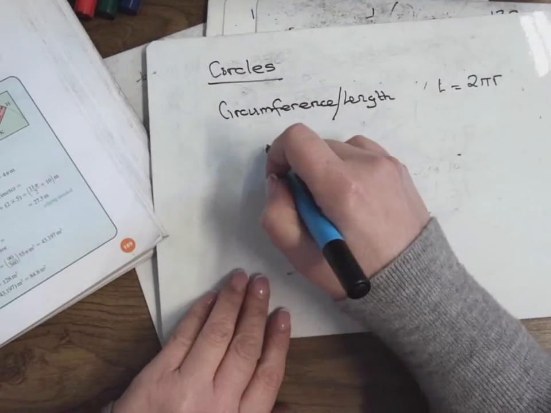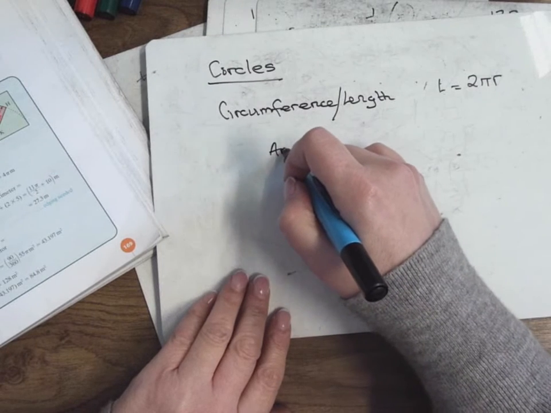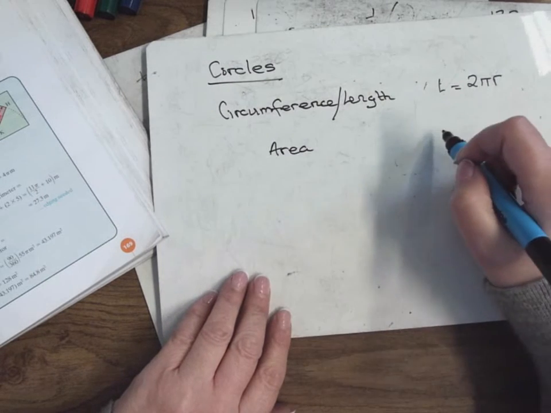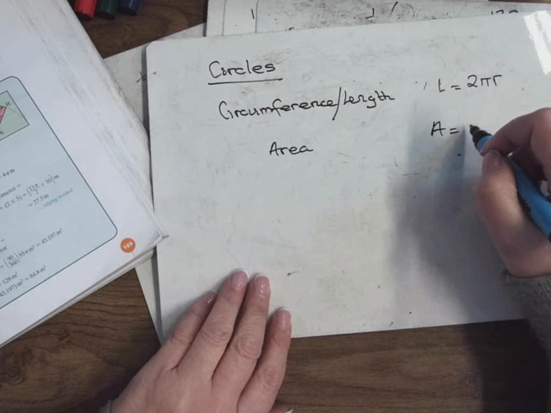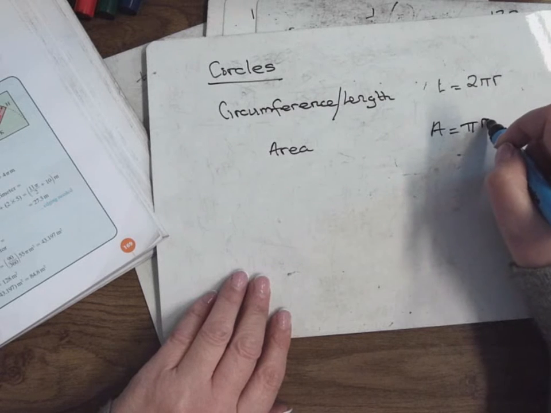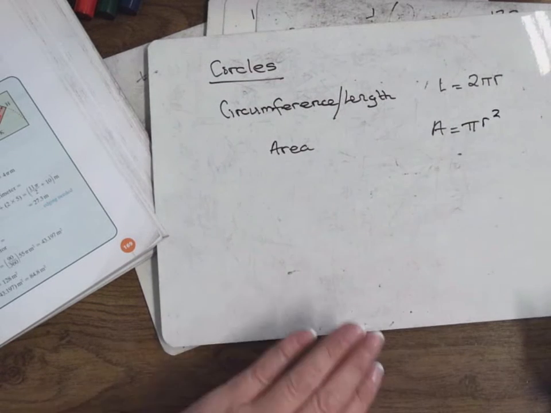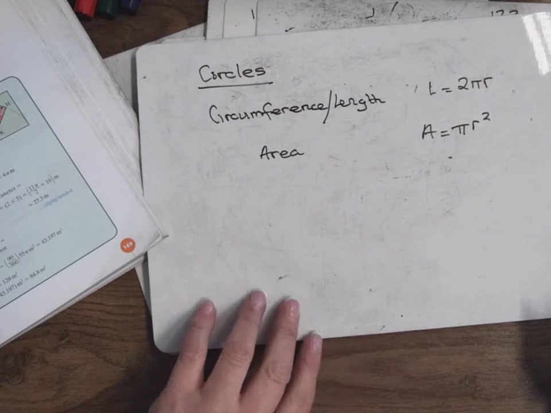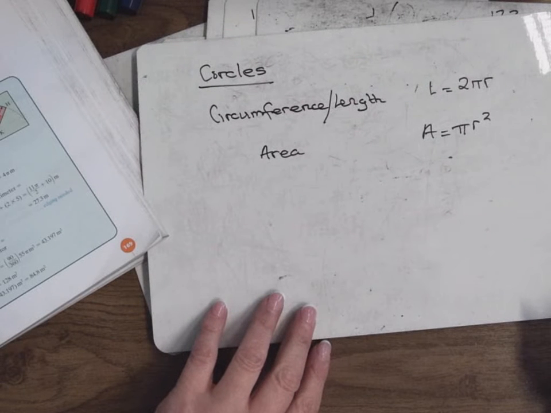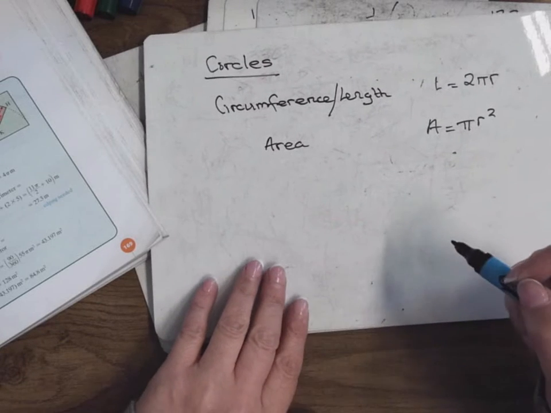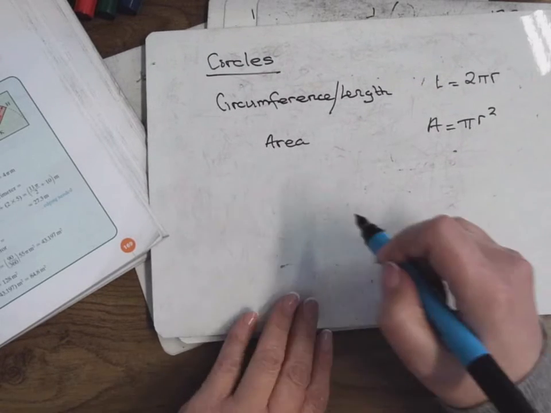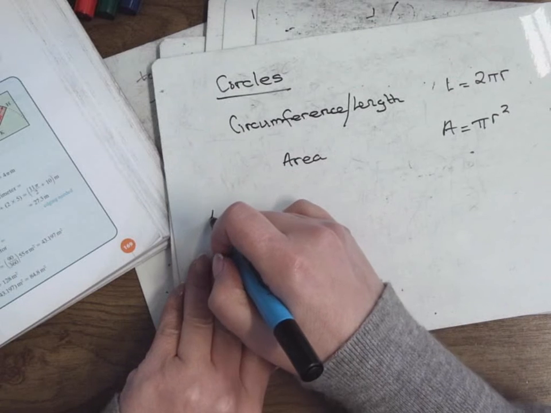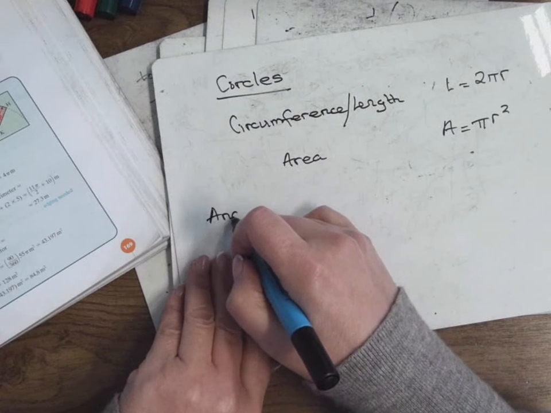The area of a circle is equal to pi r squared. You know all this, don't you? This is just revision. Angle in a semicircle is a right angle.